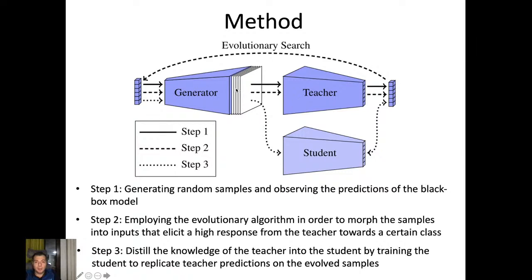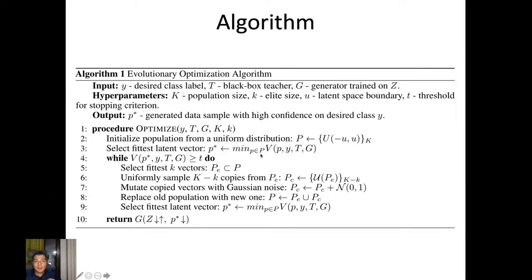We do the evolutionary search. And in the third step, once we have optimized this example, we take it and give it as input to the student, and we want the student to reproduce the same output as the teacher. And this is the algorithm that we propose.